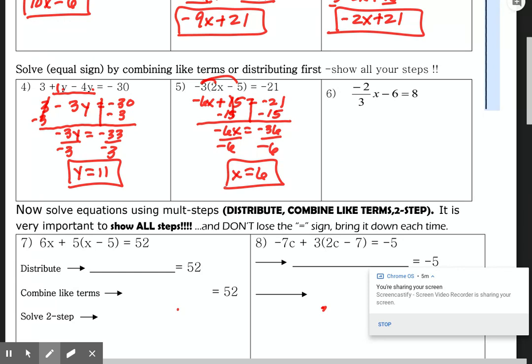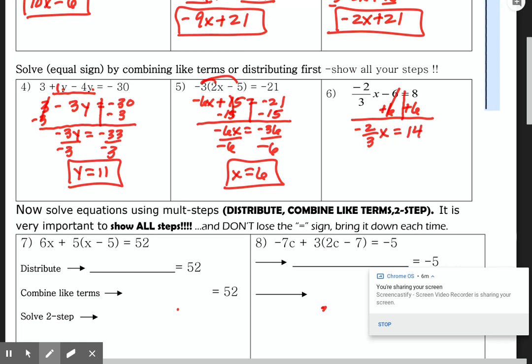Over here on problem 6, I have a variable term and a constant on the left, and then I've got a constant on the right of 8. So I'm going to move the negative 6 over. Anytime we move something from one side to the other, we use the inverse sign. So we're going to add 6 to both sides. Bring down negative 2/3 x equals 8 and 6 is 14.